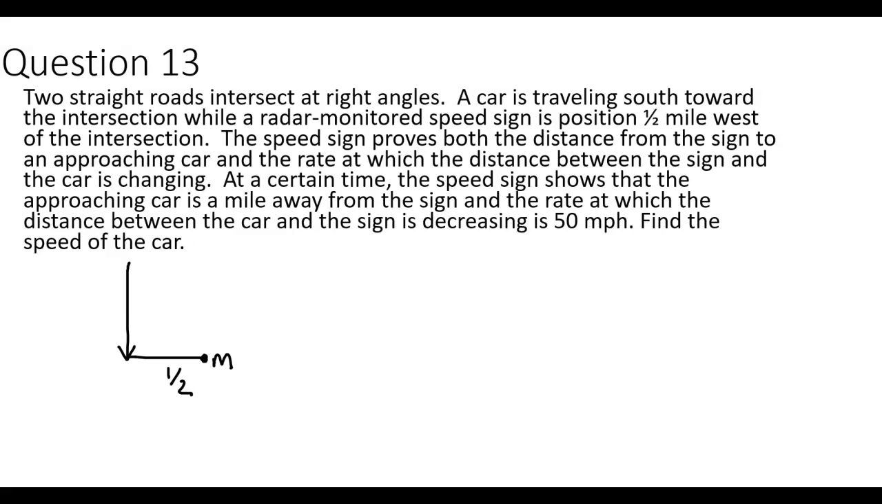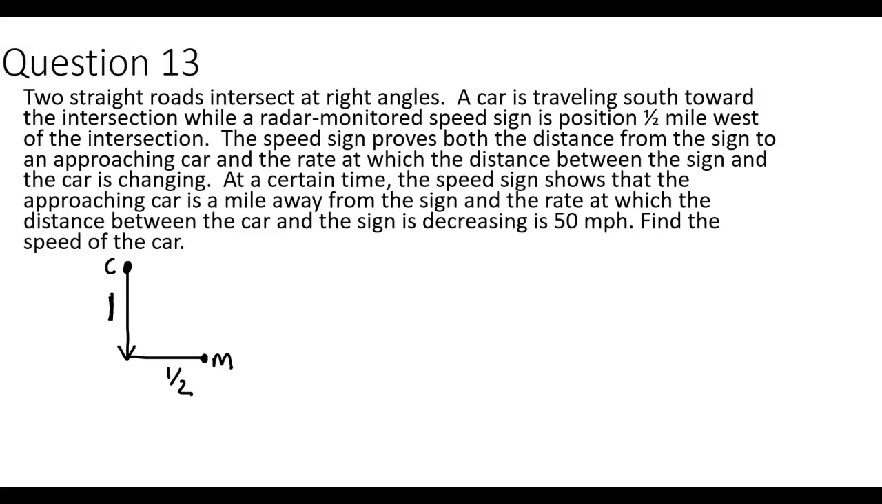The speed sign provides both the distance from the sign to an approaching car and the rate at which the distance between the sign and the car is changing. All right, so basically what this thing does is it tells you how fast the car is going, and it also tells you how far the car is away from there. So at a certain time, the speed sign shows that the approaching car is 1 mile away from the sign. So I'm going to go ahead and put a dot here. I'm going to call that car. And right now it's a mile away from the sign. So I'll put 1 there. And the rate at which the distance between the car and the sign is decreasing is 50 miles per hour.